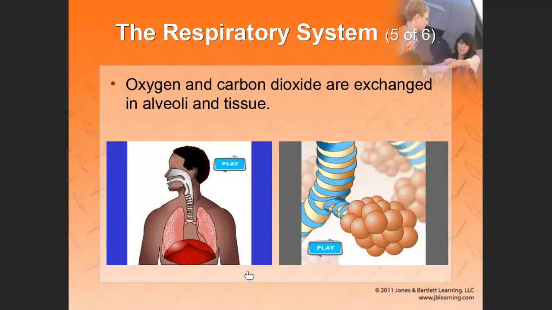Now, oxygen and carbon dioxide are exchanged in the alveoli and tissue, and that's the function of respiration. So when we talk about respiration, it's the exchange of oxygen and carbon dioxide, and it can occur within the lungs, and it can occur within the cells of systems within the body. So we have pulmonary respiration, and we have cellular respiration.